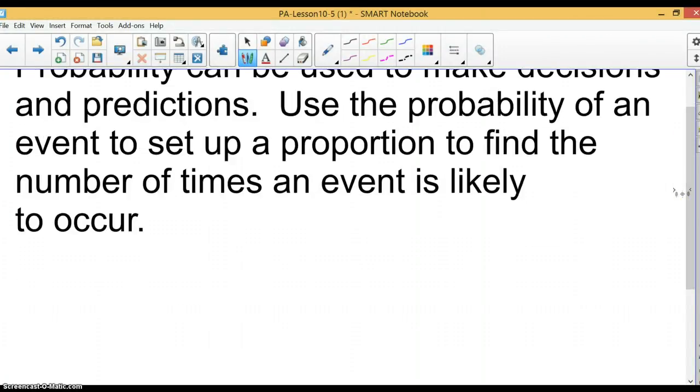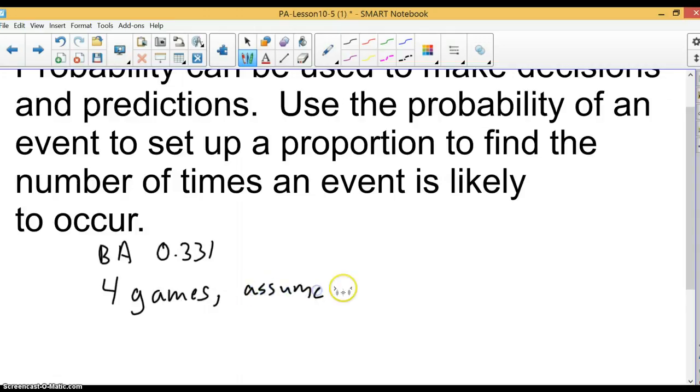Let's say that we had a Major League Baseball player who has a batting average of 0.331. And over the course of the next 4 games, we want to know how many times he is going to get a hit. And we want to assume there are three at-bats a game.